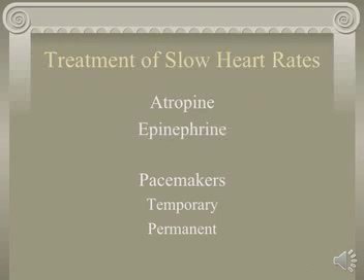We've talked about treatment for people with fast heart rates. Now let's talk about treatment for people with slow heart rates. Two drugs to keep in mind. The first one is atropine. It is in the class of anticholinergic drugs and is used when the heart rate is less than 60, usually in the 40s, and the patient is symptomatic with an undetermined cause.